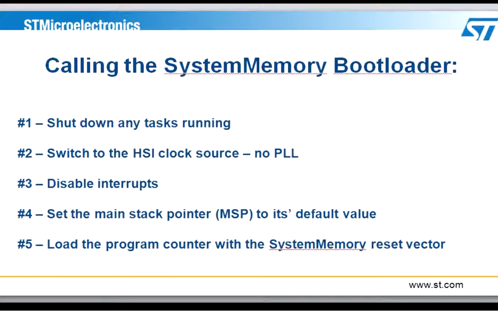In order to invoke the STM32 system memory bootloader, there are 5 things we must do. Shut down any running tasks, switch the clock source to the internal high-speed RC oscillator with no PLL used, disable all interrupts, and set the main stack pointer to the default value the bootloader uses. Then we load the program counter with the reset vector for the system memory bootloader, and away we go.